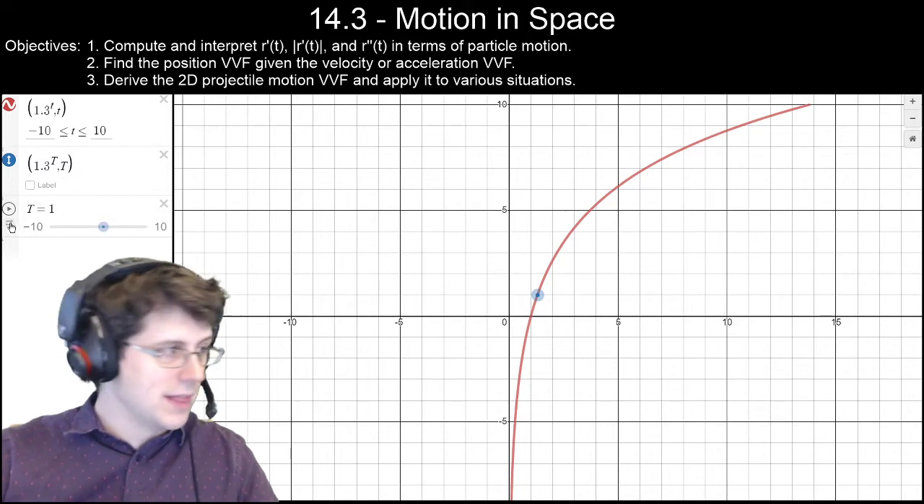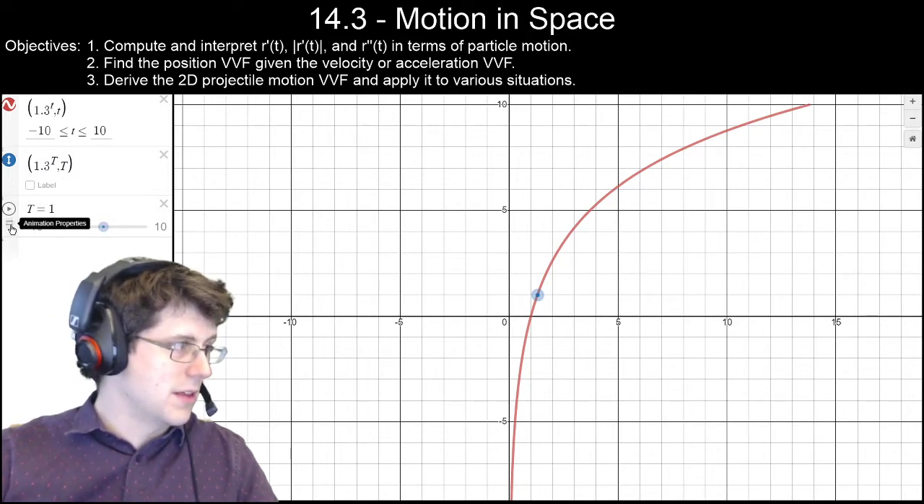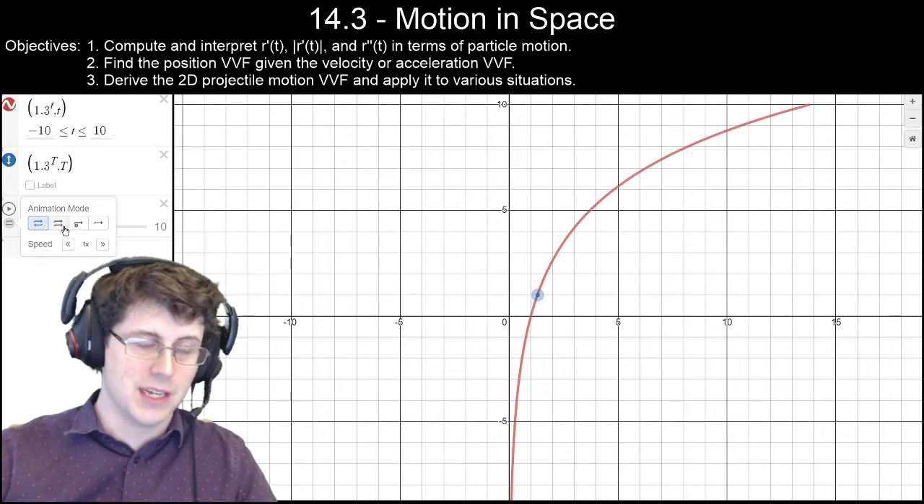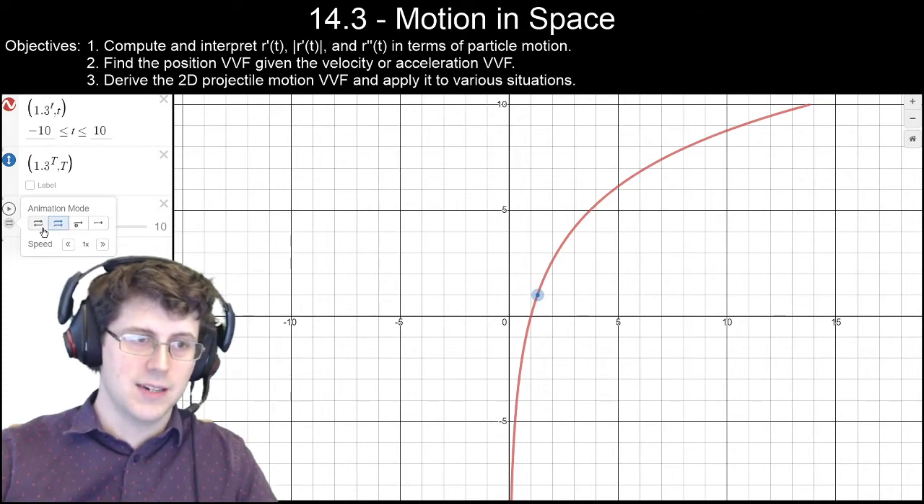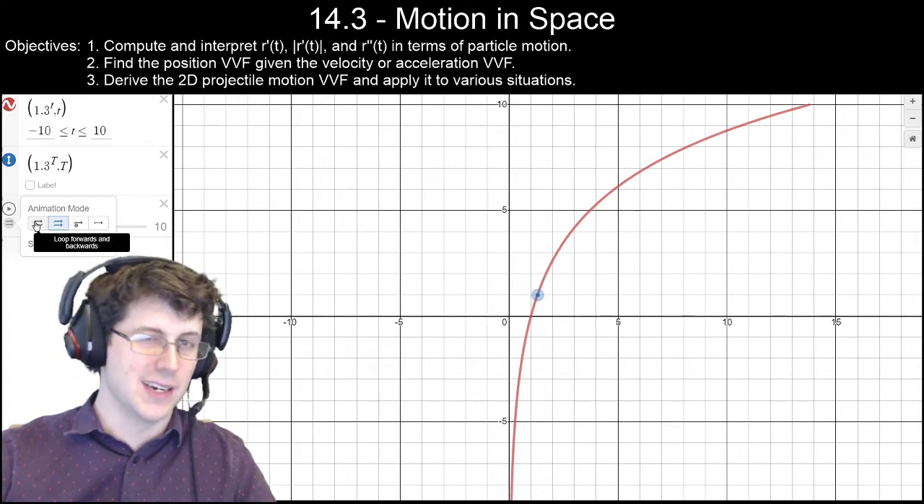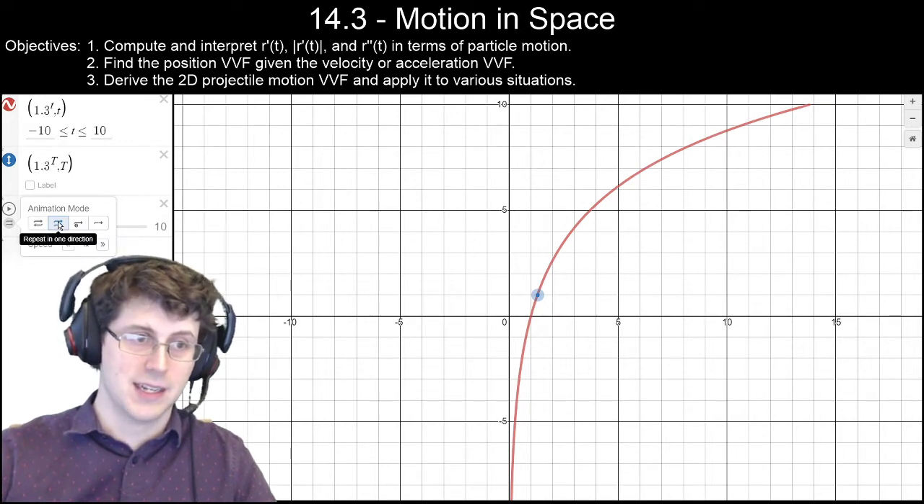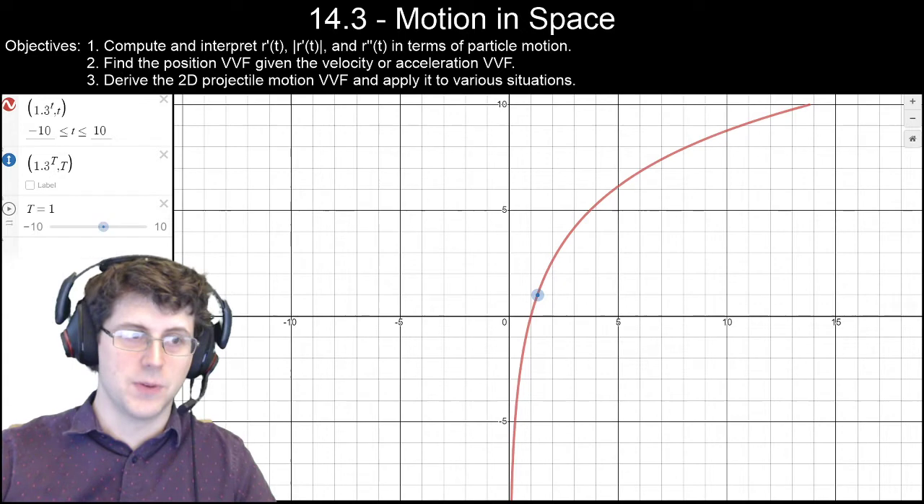One thing you want to do when dealing with an animation in Desmos is use these arrows. When you mouse over them, it says animation properties. You want to make sure the animation only goes forward. The default is to loop forwards and backwards, and you can get the wrong idea about what's going on with your vector-valued function. So you want to go forwards, and you can always change the speed in here if you want.